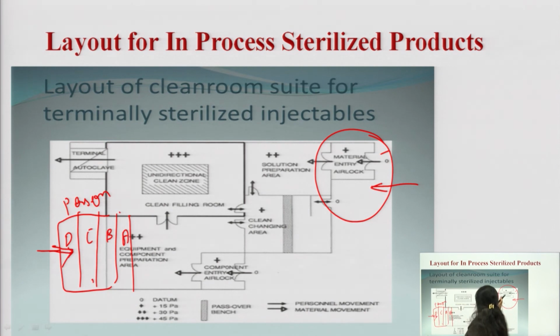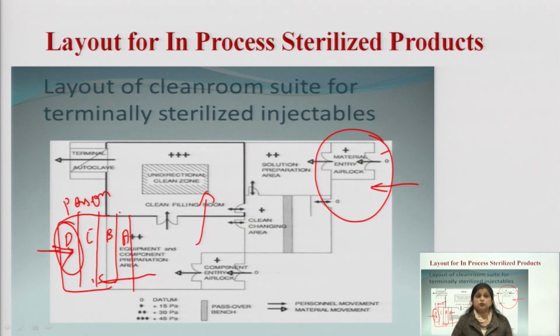They will not move from one area to the other. Personnel will enter from this side and remain here, and then they will move towards this aseptic area. They can't move to the material entry zone, they can only remain within this area. If they want to exit, they will exit from here only. They can't come from this area towards this area. So, that layout is totally different for in-process sterilization.